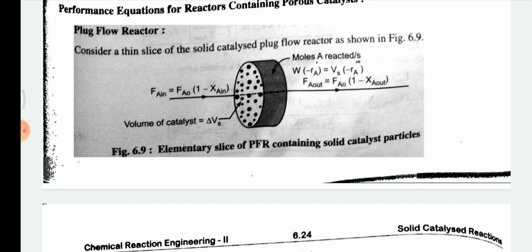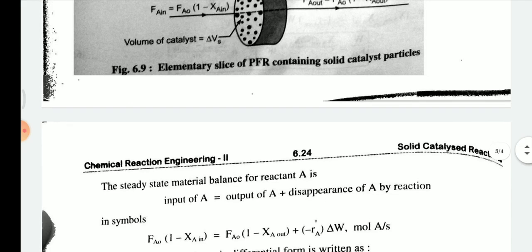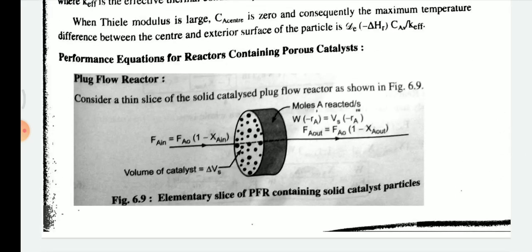So that is exactly Fa out equal to Fa0 into 1 minus Xa out, or volume consisting of delta Vs, volume of solid catalyst, that is delta Vs. And the figure is indicating an elementary slice of a plug flow reactor, which is containing solid catalyst particle. So from the inlet and outlet we know that Fa in, fluid in, having a cross section area A and a material A.